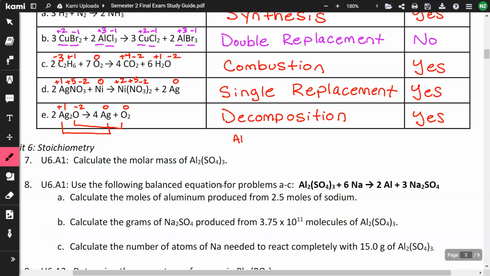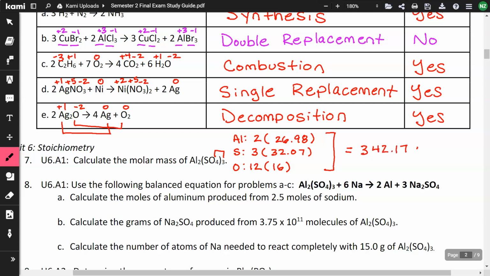Wow, don't have a lot of room to work here. All right, so we have aluminum. There are 2 aluminums. Each aluminum is 26.98. What else did we have? We have sulfur. There are 3 sulfurs. Each sulfur, we said, was 32.07. And then we have oxygen. There are a total of 12 here, and each one is 16. So you want to be careful when you put this in your calculator. Make sure you're multiplying everything. You should get an answer of 342.17 grams per mole.